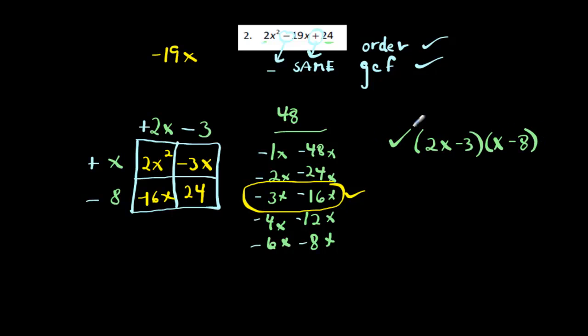And that's our answer. And what we can do is, if you want to, you can go through and FOIL this out, actually multiply all that out, and see if you get this trinomial out of it. And you will if you try it.